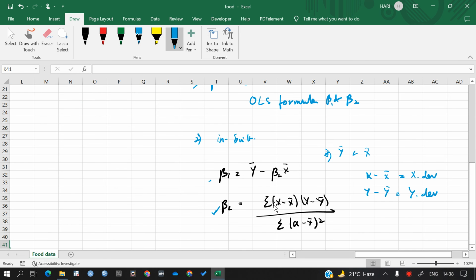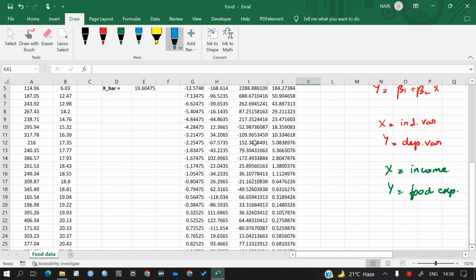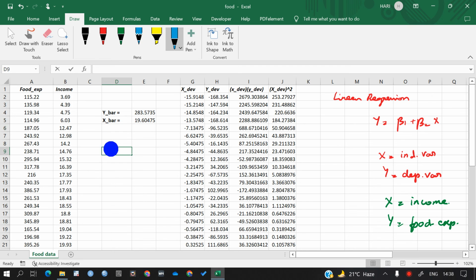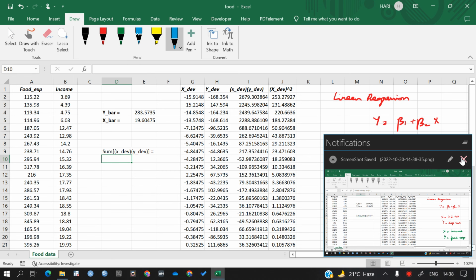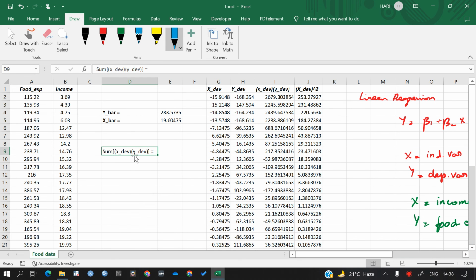For the formula, we need the summation of x deviation into y deviation divided by the summation of x deviation square. So we basically need the sum of these two columns. So that is the sum of x deviation into y deviation, and for the denominator part we need the sum of x deviation square, right? So we need to calculate the values for the sum of x deviation into y deviation, that is the numerator part, and the sum of x deviation square for the denominator.